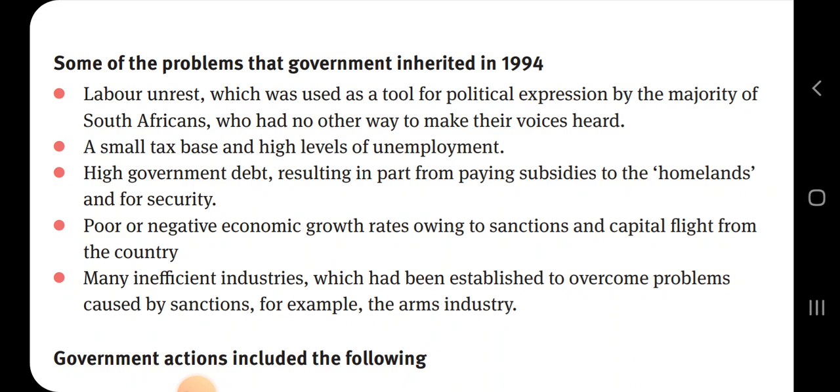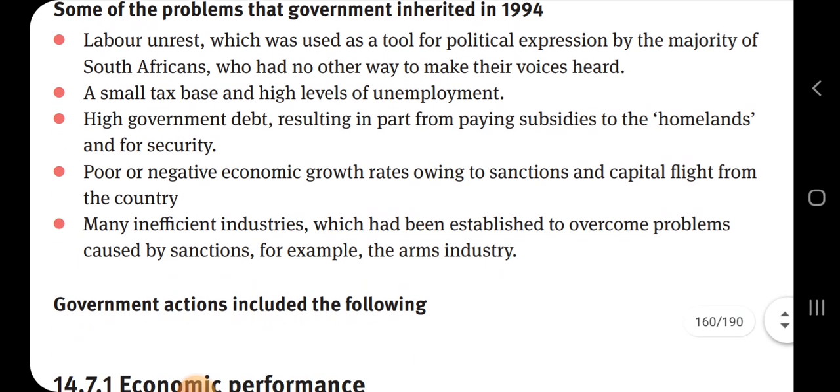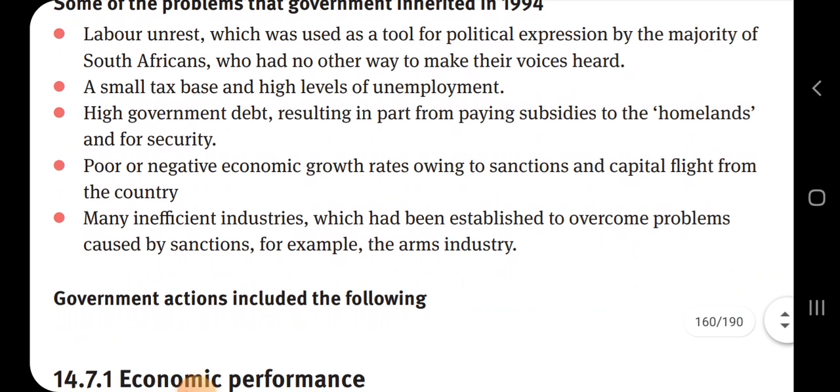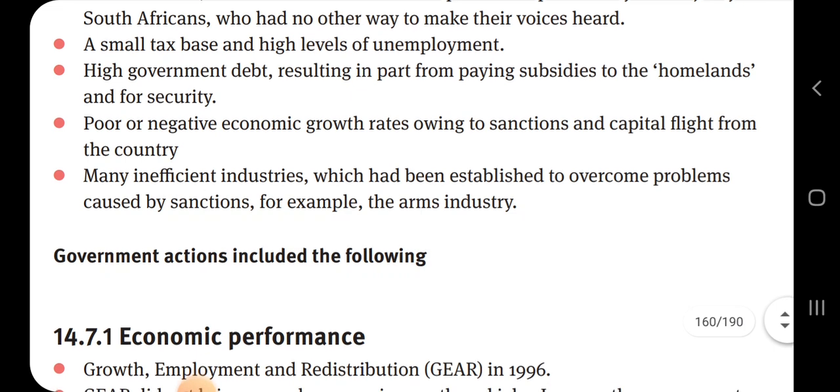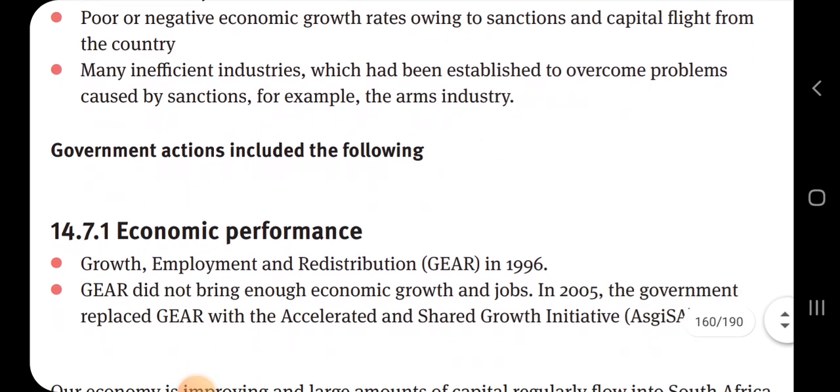A lot of people are not aware that we're no longer in apartheid. We have to go and negotiate, talking. And then a small tax base and high levels of unemployment. That's what they inherited. High government debt, resulting in part from paying subsidies to the homelands and for security. Poor and negative economic growth rates owing to sanctions and capital flight from the country. Many inefficient industries which had been established to overcome problems caused by sanctions, for example, the arms industry.